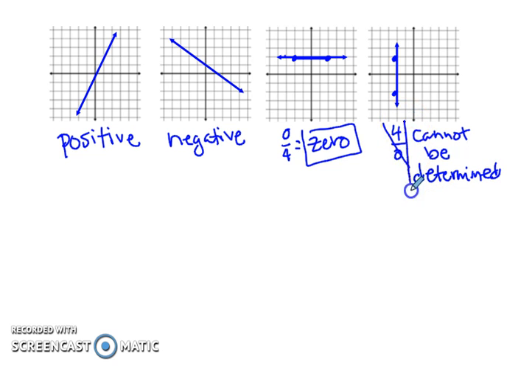You'll also sometimes see it described as an undefined slope. Your book, though, uses the term cannot be determined. So goes up, it's positive, goes down, it's negative. Side to side is 0. Up and down, vertical lines, our slope cannot be determined.